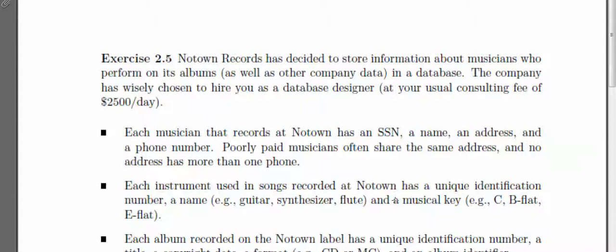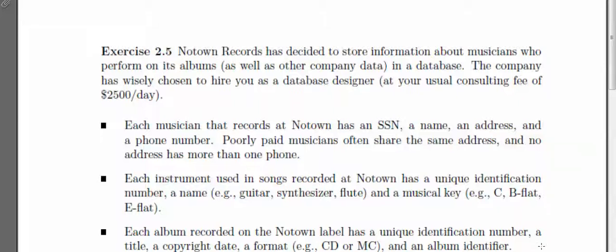For example, in exercise 2.5, they're giving me some requirements for this case, Notown Records, that they want us to design a database for them. And they're providing some information. For example, they talk about each musician; the records in Notown has a social security, a name, and an address. So what we will study in this chapter is, okay, from that information, what is going to be an entity? What is an attribute? What is a relationship? And so on.